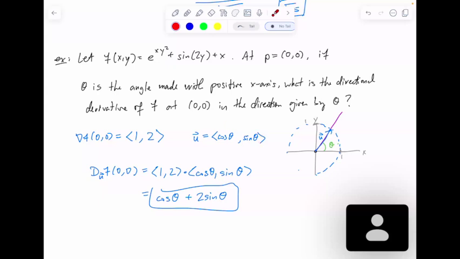You could do this in R2. The object created is not in R3. There is no object that's created here. For example, this is a two-dimensional vector. This is a function of 2 variables. This is a direction you're traveling in 2 variables. Nothing is in R3 here.